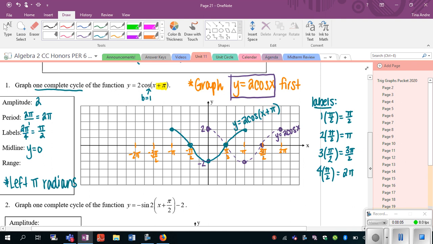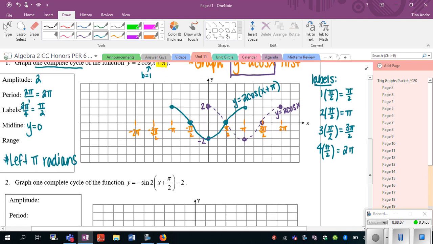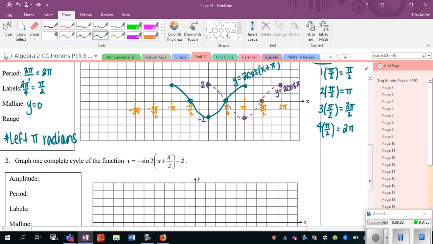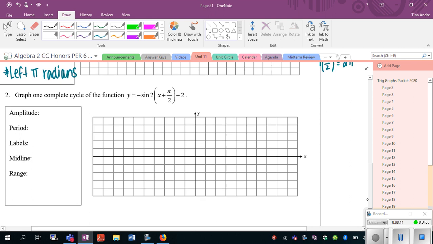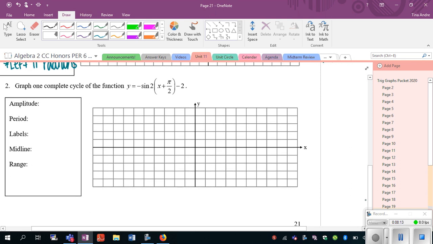So let's go ahead and keep trying a couple more. And then really we'll just have you finish up the rest of these. So let's try a couple more together. So the next one, graph 1 complete cycle. So again, one length here or 1 period.